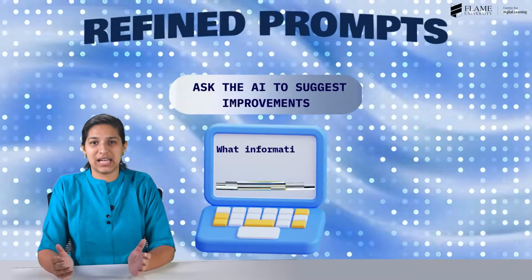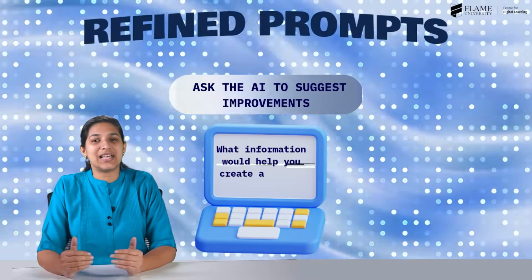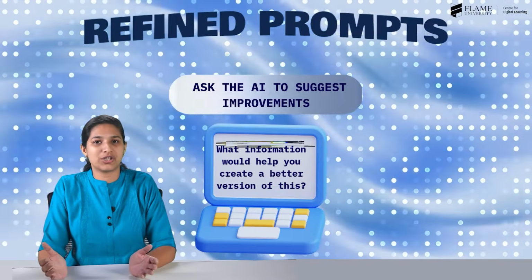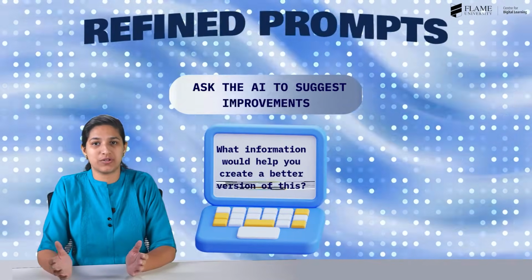Third, ask the AI to suggest improvements. This is a hidden gem. You can literally ask, "What information would help you create a better version of this?"